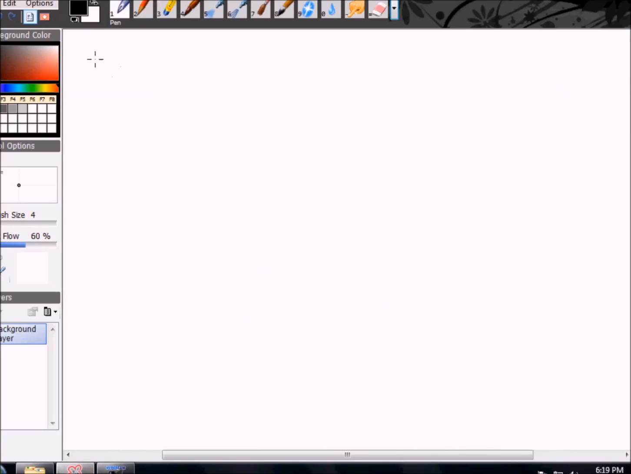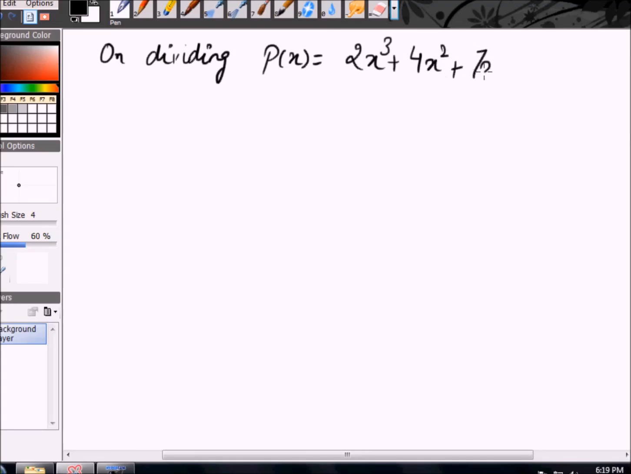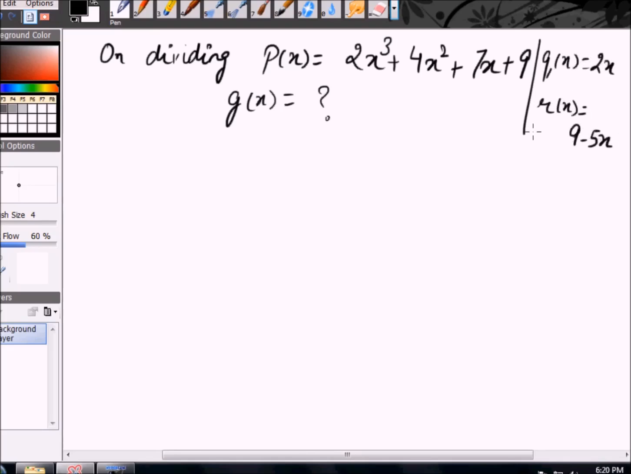A question says, if on dividing a polynomial p(x) equals 2x cube plus 4x square plus 7x plus 9 by a polynomial g(x) equals an unknown term, we have quotient as 2x and remainder as 9 minus 5x. Find the value of divisor g(x). Friends, we have to find g(x), the divisor.